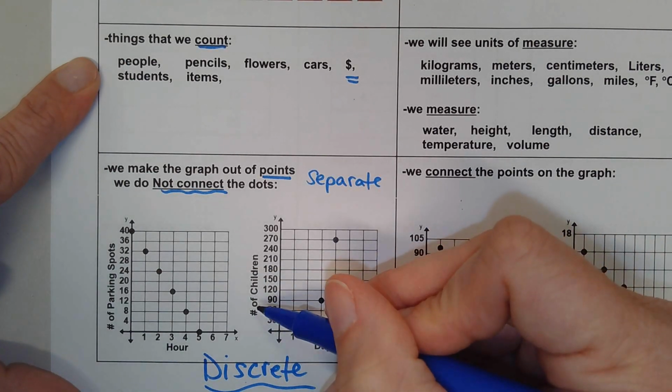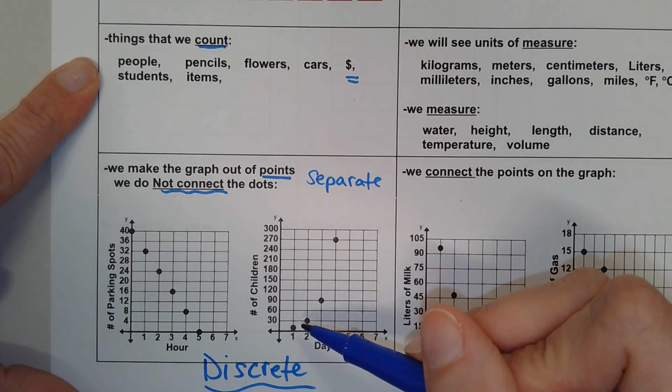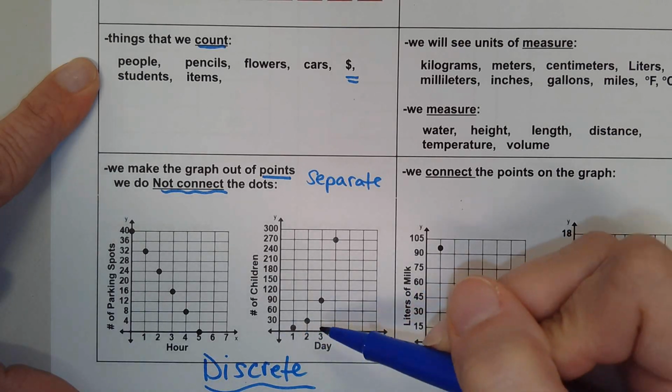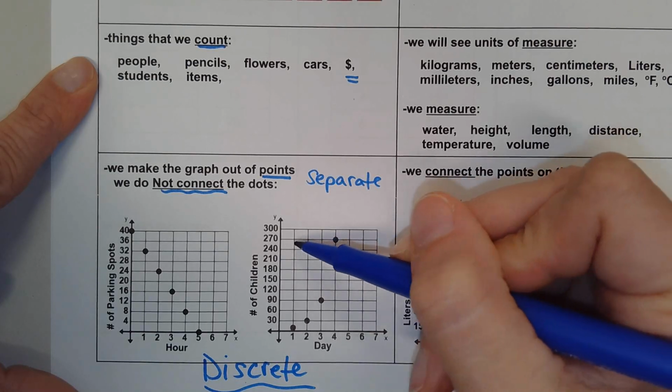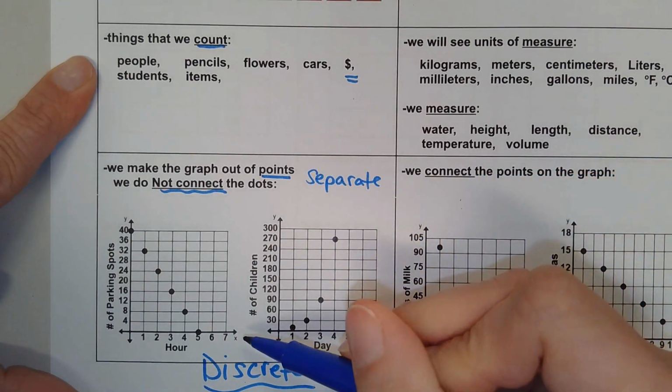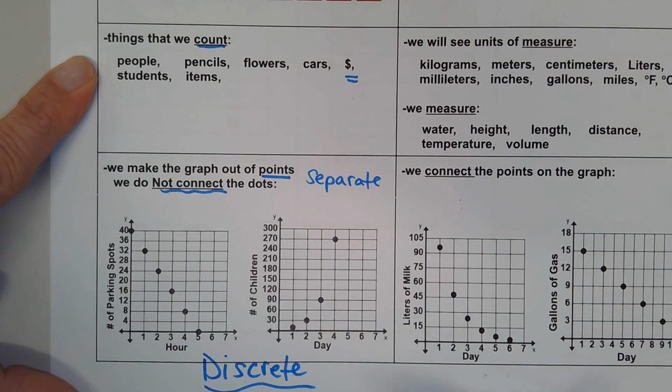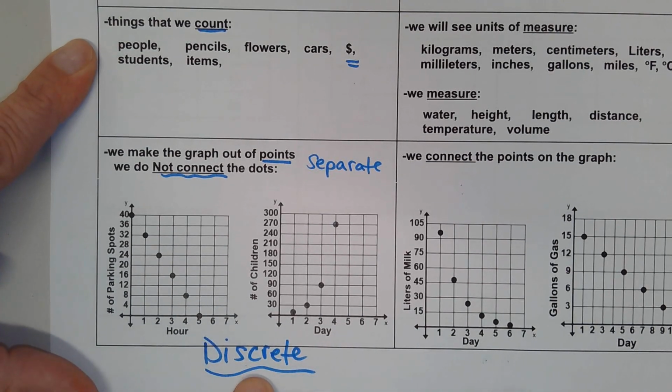This is the number of children. Number of children, 30 children. Then there was 90 children. Then there was 270 children. I am not going to connect them because they are discrete.